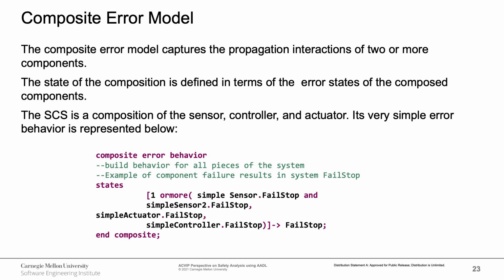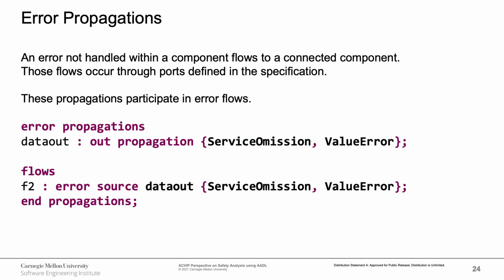The SCS is a composition of the sensor, controller, and actuator. Its very simple error behavior is represented below. Here, failure of sensor, actuator, or controller results in system fail-stop. An error not handled within a component flows to a connected component. Those flows occur through ports defined in the specification. These propagations participate in error flows.